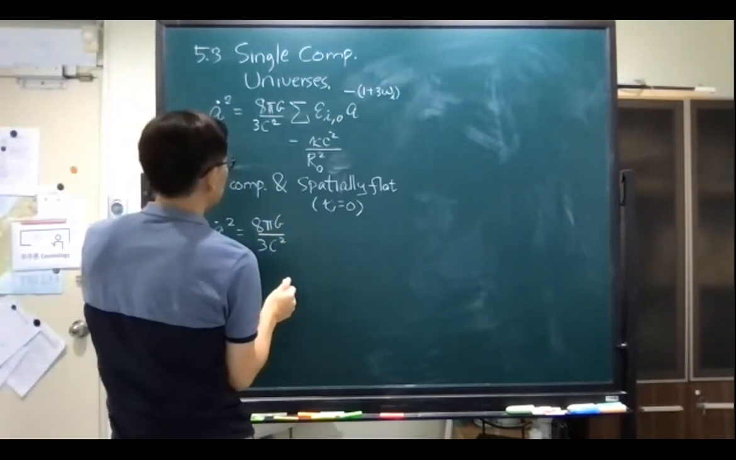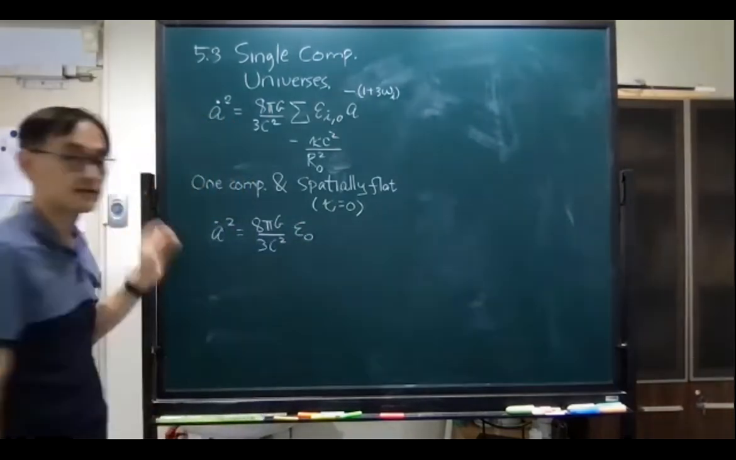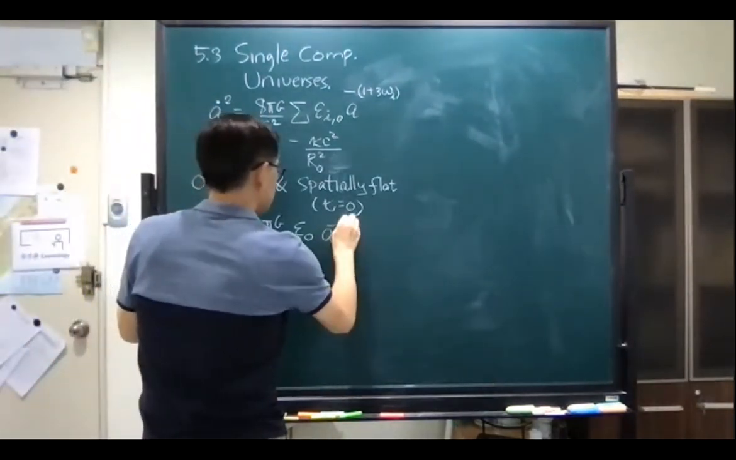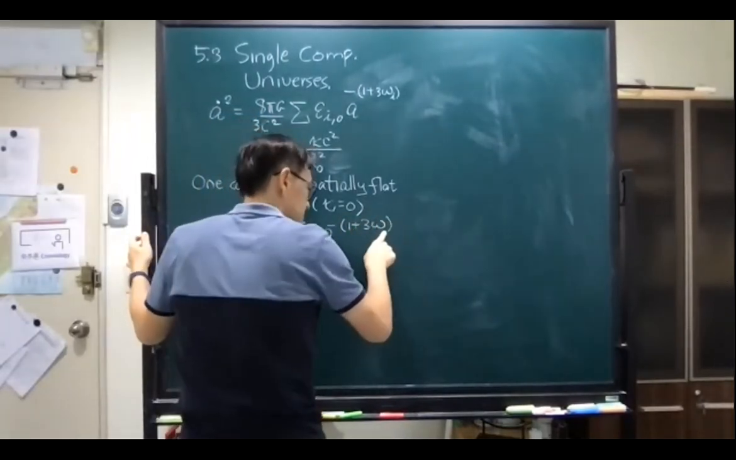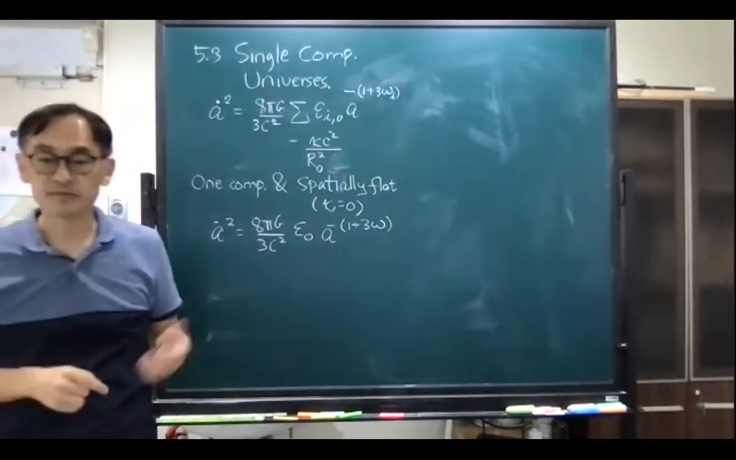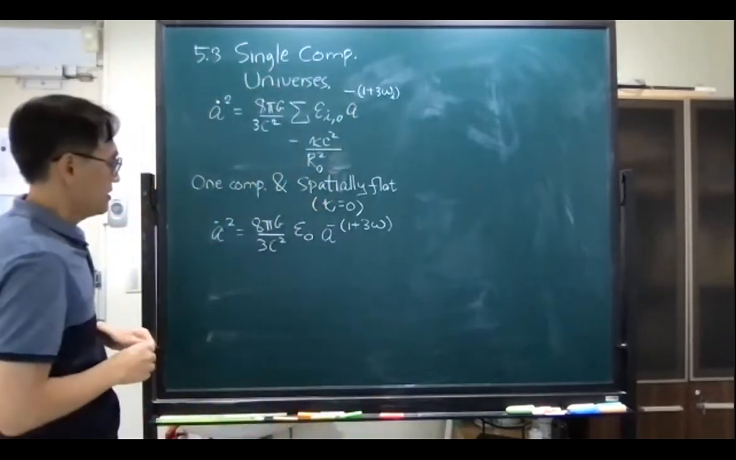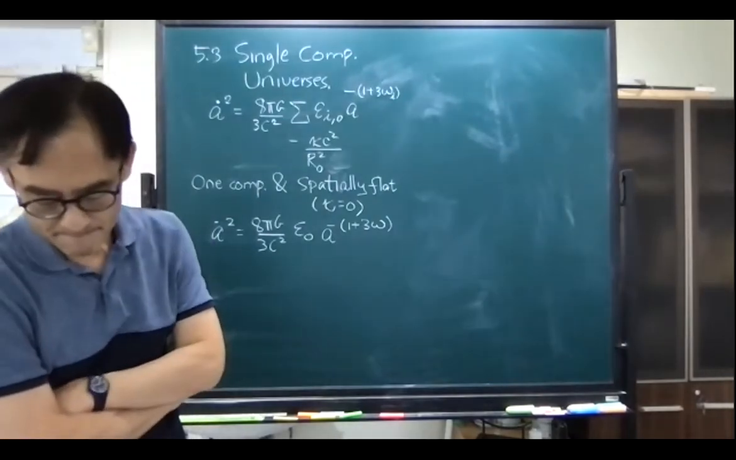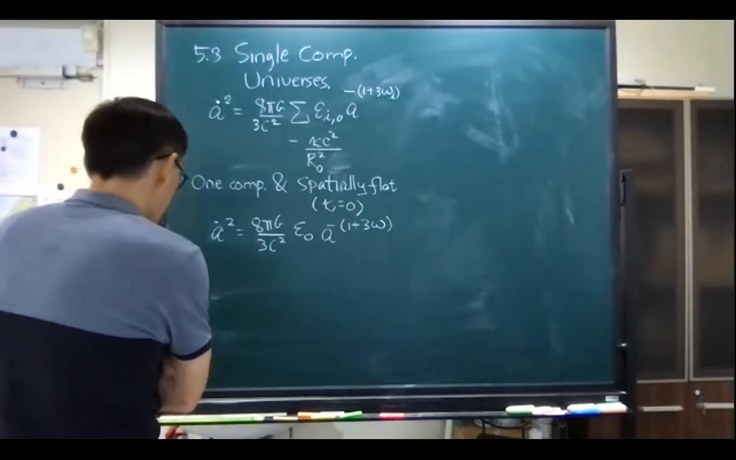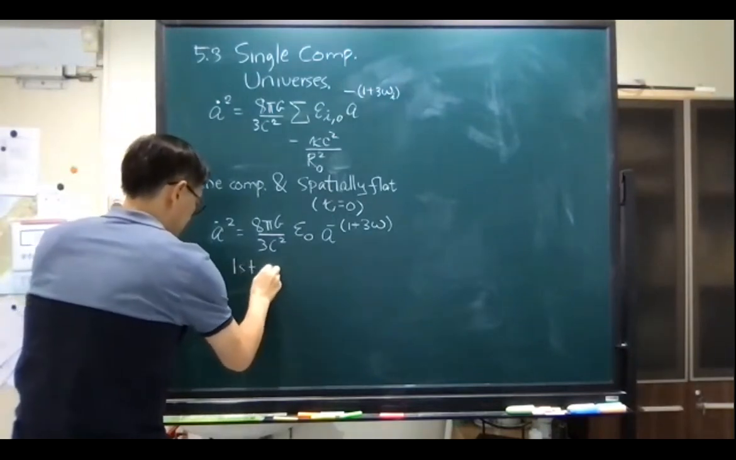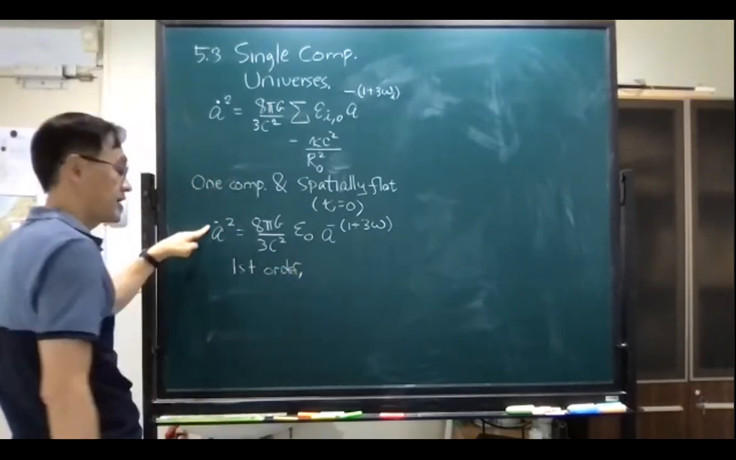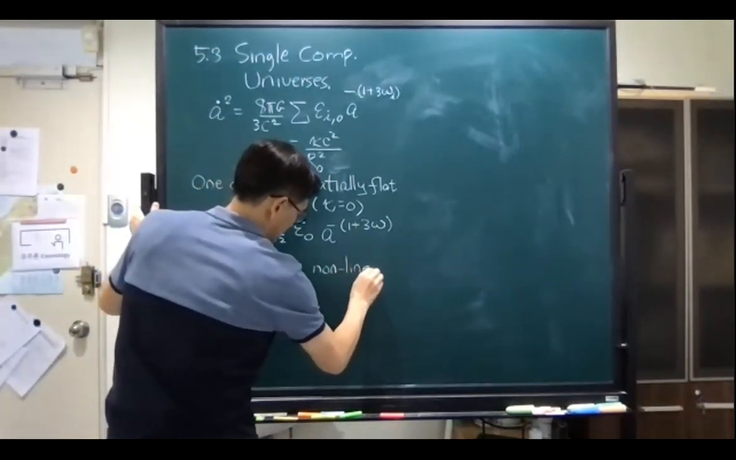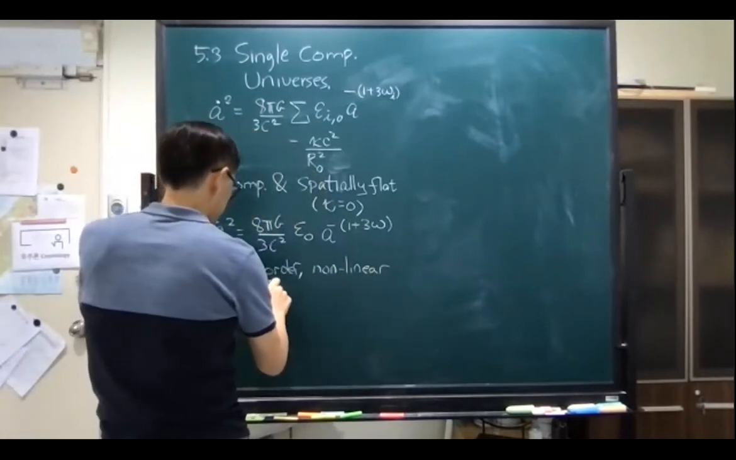Three c square. And let's say epsilon 0 only, because I only have one component. And then a minus 1 plus 3 omega, and I also drop the index i from there because I only have one component to play with. So let's take a look at this. This is first order, because I only have a dot, but it's a square, non-linear differential equation to solve.